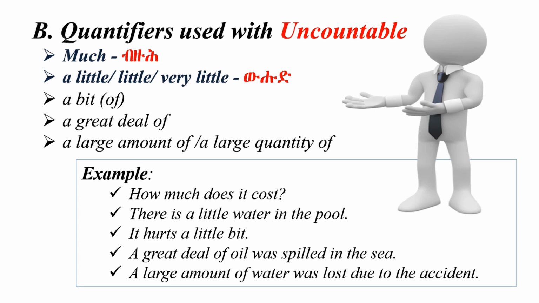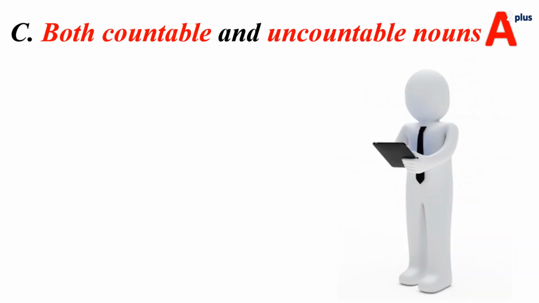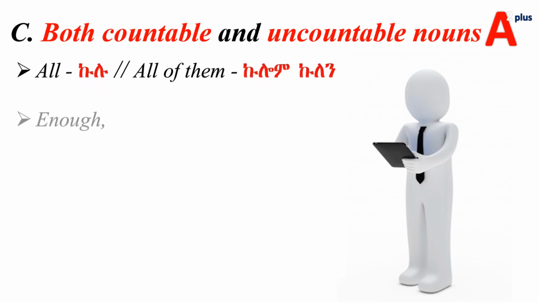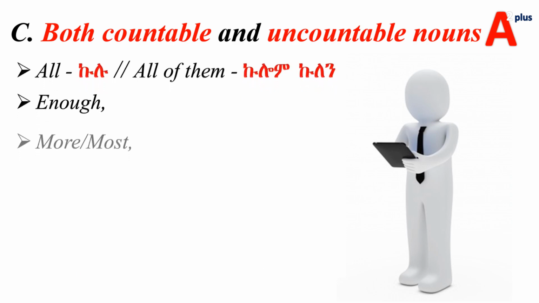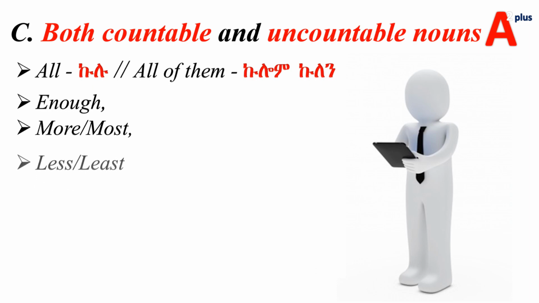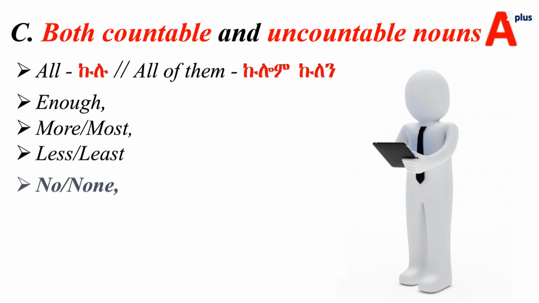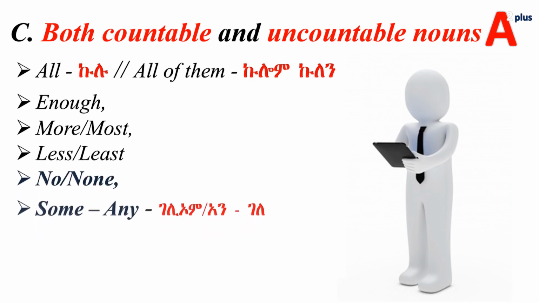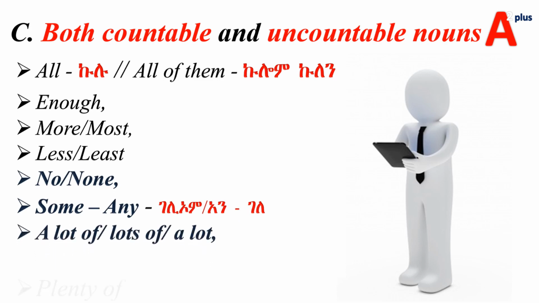Example: all of them were at the party. All of the water is lost due to the accident. All of the water, all of them. People are countable, water is uncountable. I have got enough time, or you have got enough time to finish the job. She has got enough friends to help her. Enough friends, enough time: we use it with both countable and uncountable.